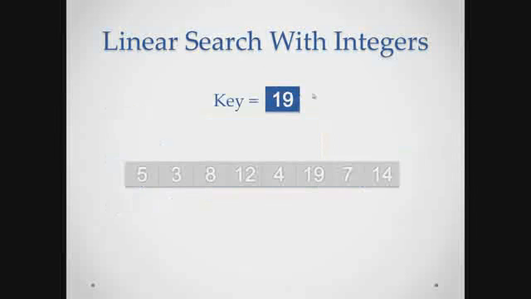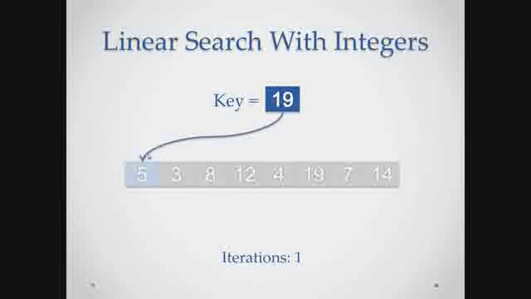So right here we just have our key value is 19, and this right here is our array. So the linear search algorithm is very simple. All that it does is it starts at the very beginning of the array and compares the key value to the current element that it's at. So at the beginning of the array we have a 5 right here, and it compares the 5 with a 19. Since 19 and 5 are not equal, it just moves on to the next element.